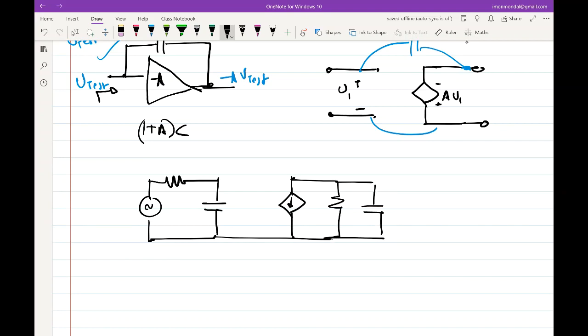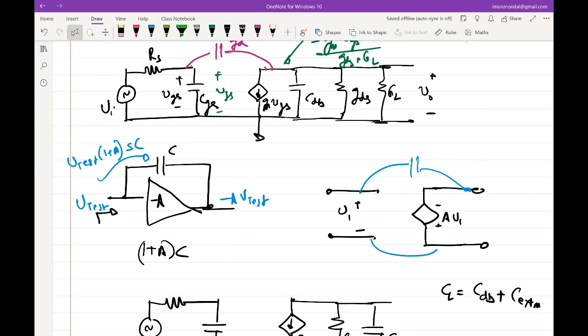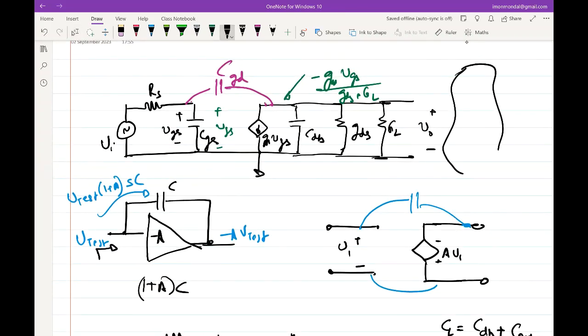So I'll club all the conductances at the output node and call this GS. This is GS, and let me call this CL. Since at the output side everything is a load, so GL and CL, with the assumption that CL is equal to CDB plus any extra capacitance, because our common source amplifier might be driving something, and that something might have some capacitance associated with it also.